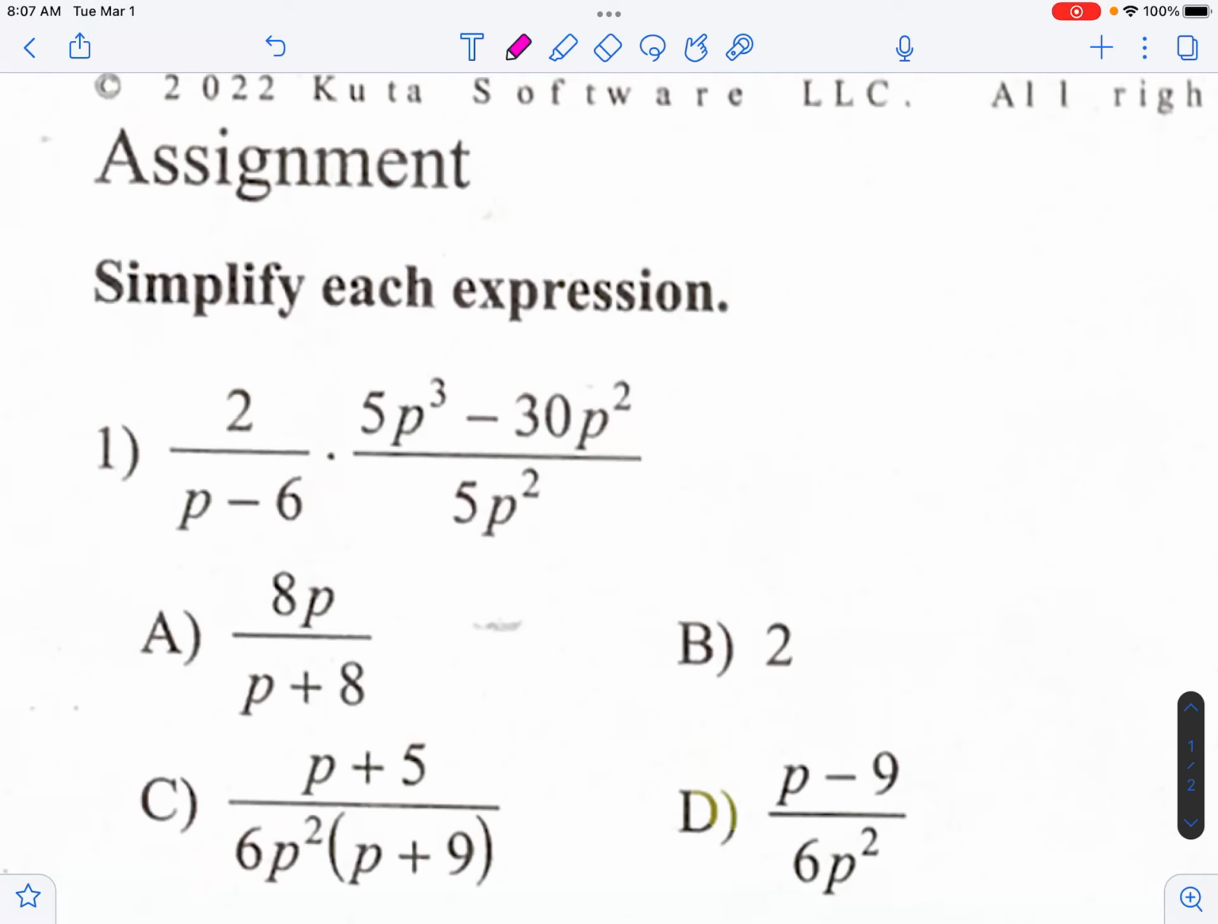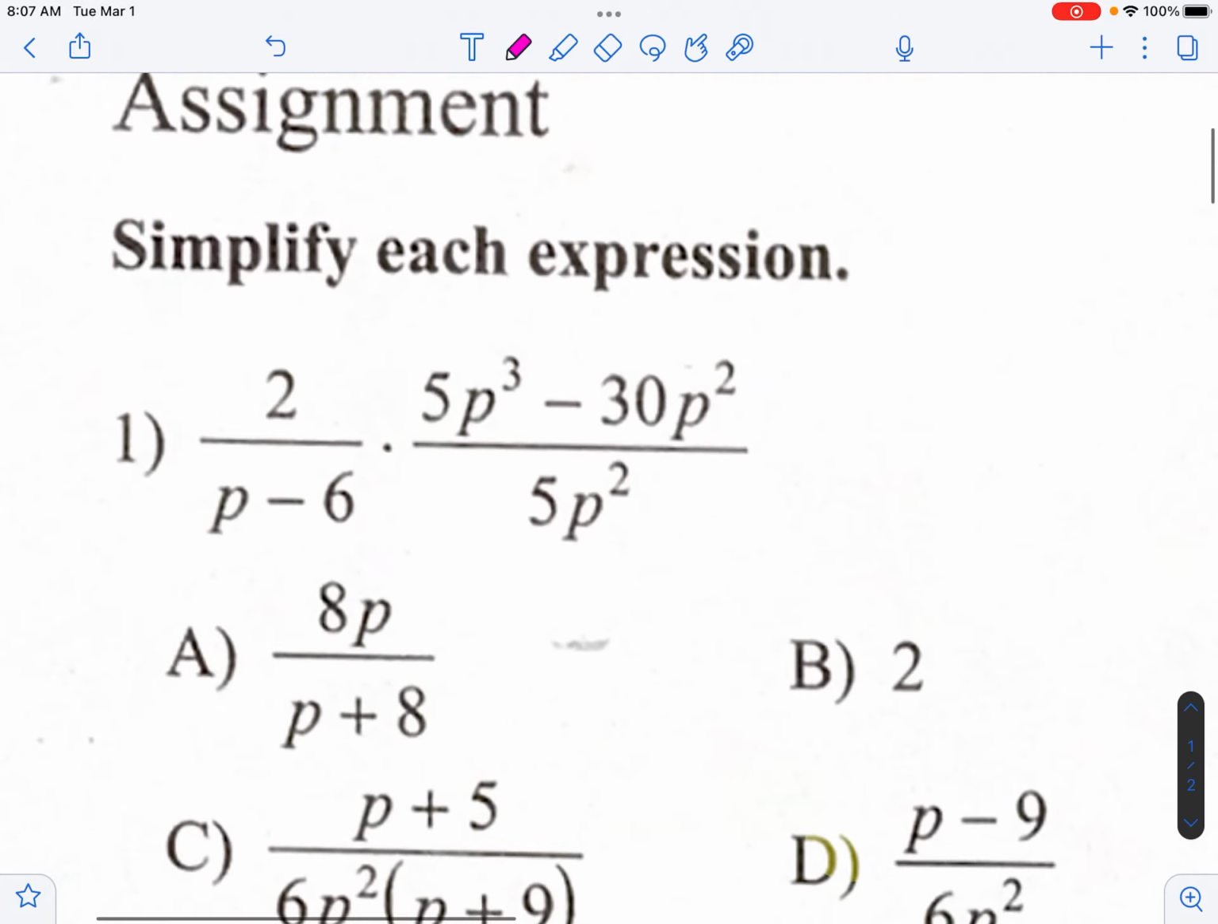Okay, let's look at question 1. The first thing I'm going to do is factor out the greatest common factor of the top right fraction. We're going to start with the numbers. What's the biggest number that goes into 5 and 30? That is 5. And then how many p's can I subtract? Remember, when you're factoring out letters, we're subtracting exponents. I can take a total of 2 from each group.